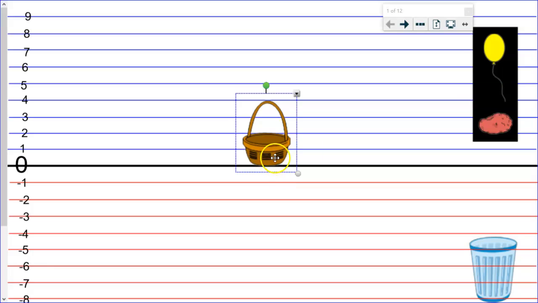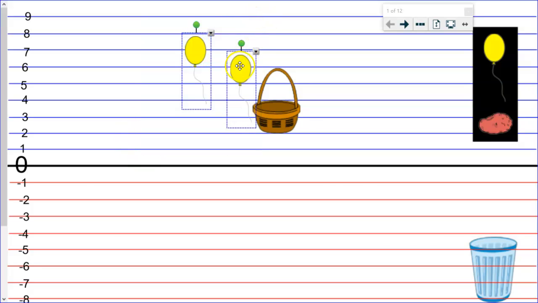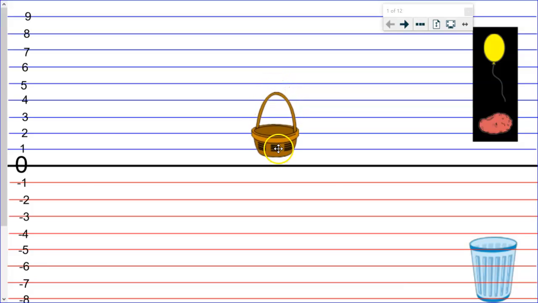What's cool about this basket, though, is if I attach a balloon to this basket, it goes up. And if I attach a second helium balloon to the basket, it's going to go up even more. And so then it makes sense that if I'm going to get rid of these balloons, the basket is going to sink back to 0.